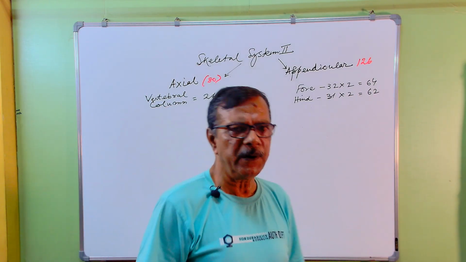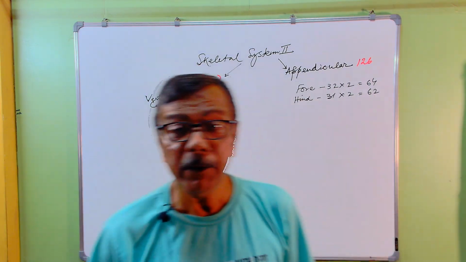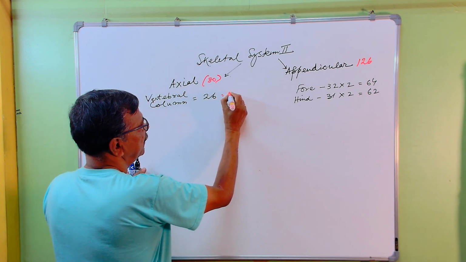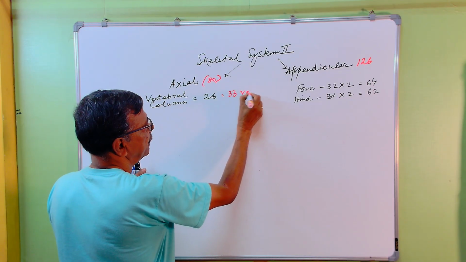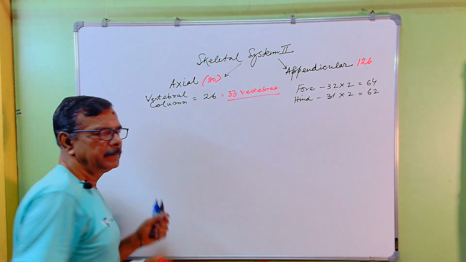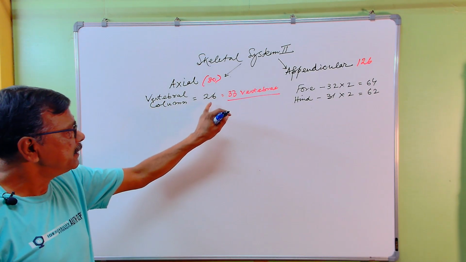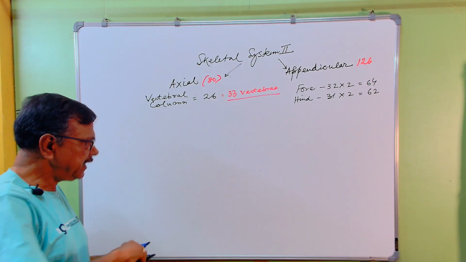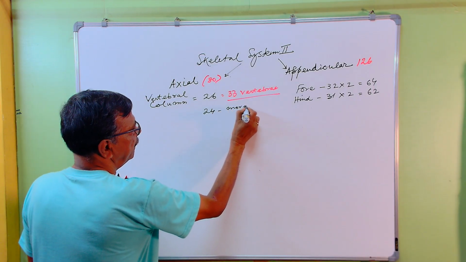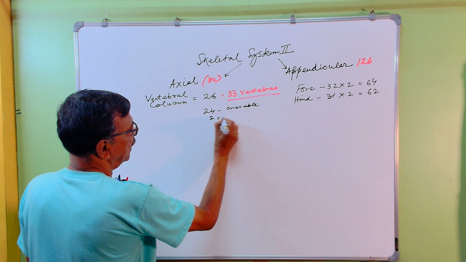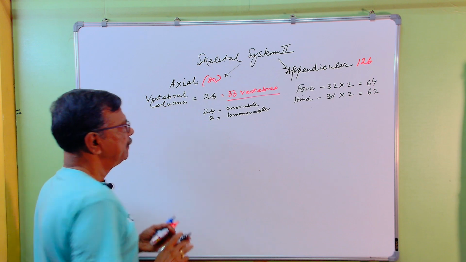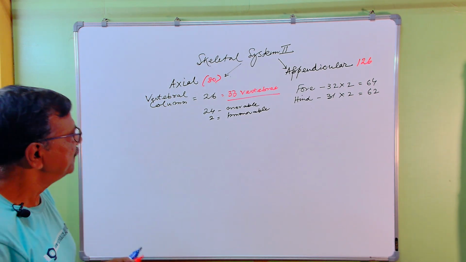Vertebral column consists of 26 vertebrae. But we learn that the vertebral column consists of 33 vertebrae. Out of this 26, 24 are movable and 2 are immovable. Let us go through it first.